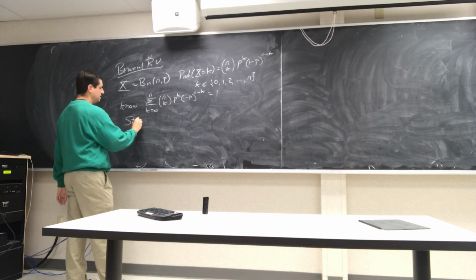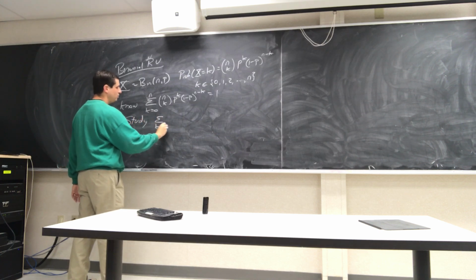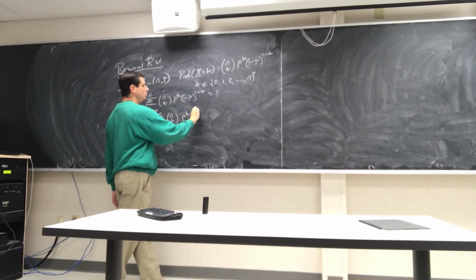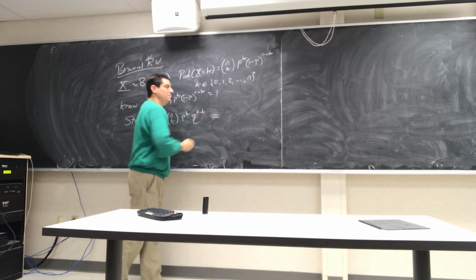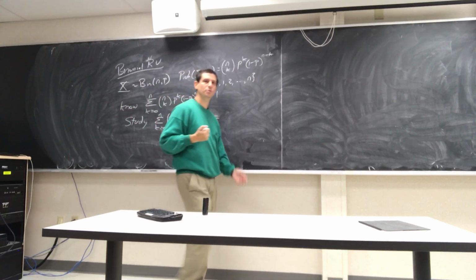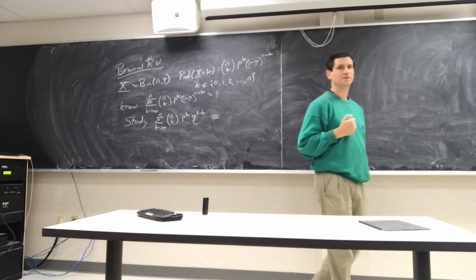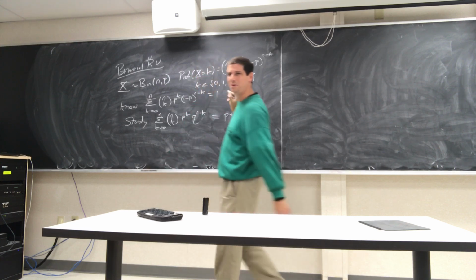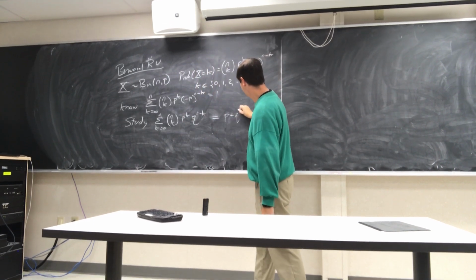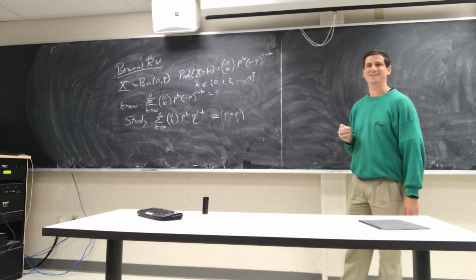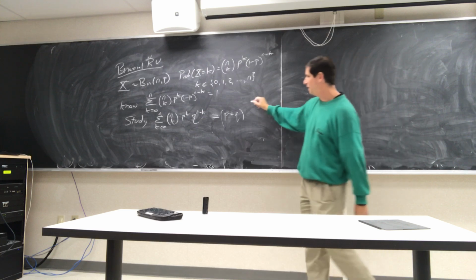We study, instead, the sum, k goes from 0 to n, of n choose k, p to the k, q to the n minus k. And by the binomial theorem, what is this equal to? This is one of the things you need to remember. What does the binomial theorem say the sum equals? Not p plus k, p plus q. p plus q to some power. Which power? There's only one power it can be. Yeah, it has to be to the nth power.